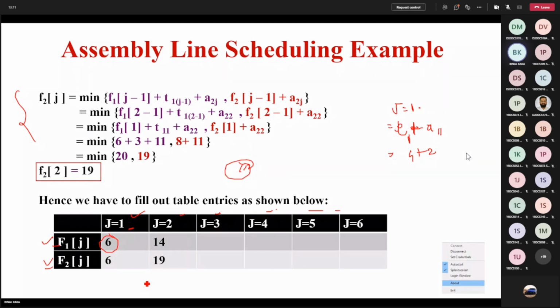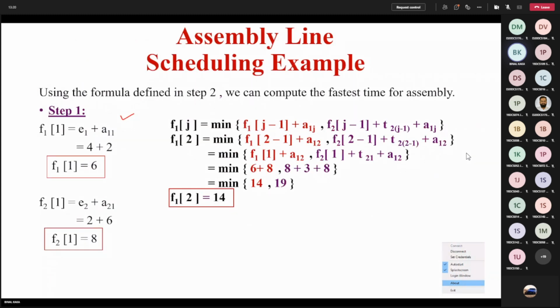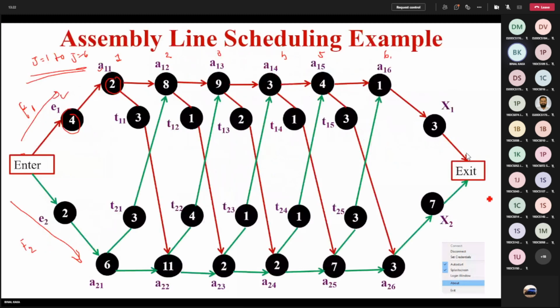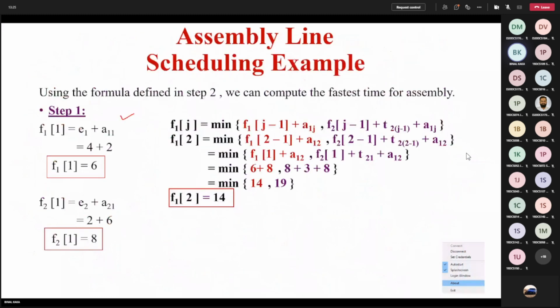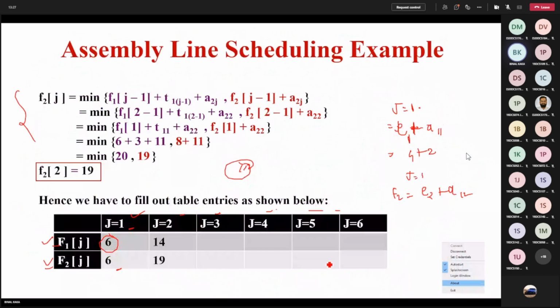Okay. So for the J2, what do we have to do? J is equal to 1 for the F2. So F2 is equal to E2 plus A21. Sorry, A21. So what is the value? 2 plus 6, right? So it is 8. So here it is 8, not 6. Okay, write 8, the 6 is a mistake. So here it is 8.